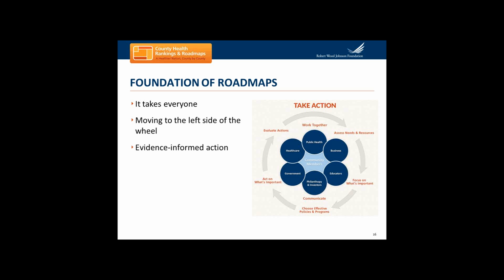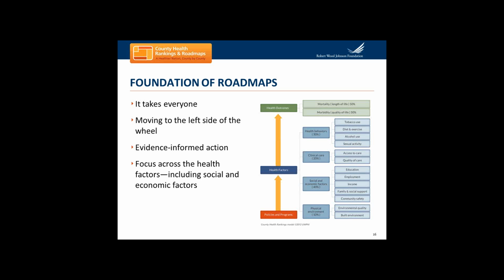Fantastic. And third, we don't need to reinvent the wheel. We should be looking to the evidence to inform our actions. And if we're going to innovate, be sure we evaluate. Fourth, keep focused across the health factors, including social and economic factors, which are 40% of the model. And fifth, finally, don't be afraid to take on policy, systems, and environmental change, which will, in the long run, create the deepest, longest range change for health for the children and adults in your community.